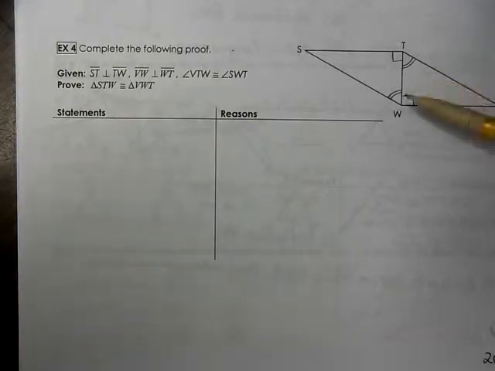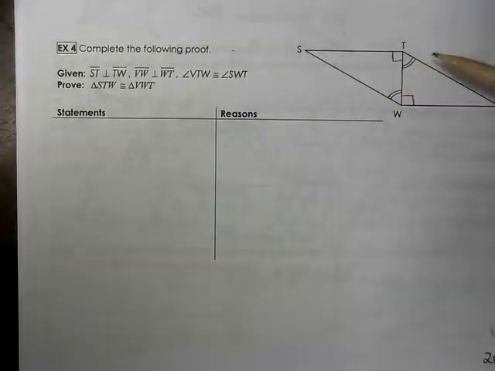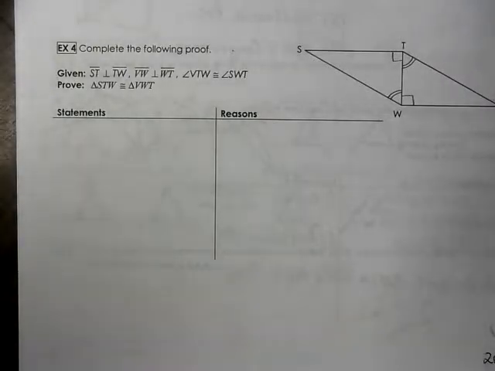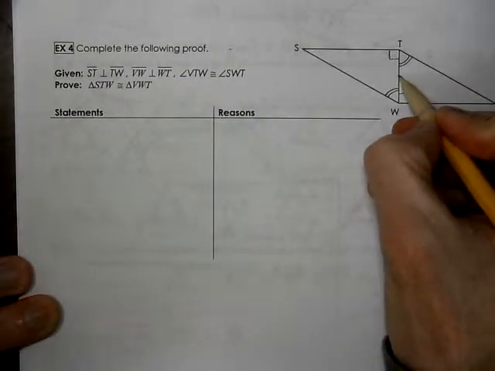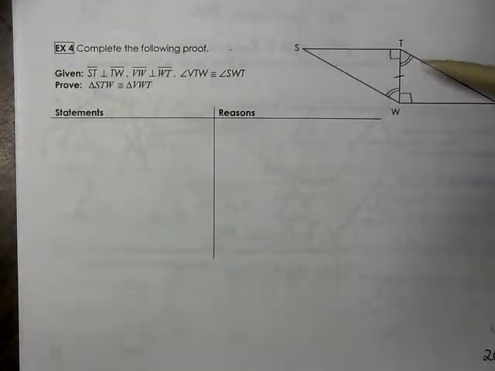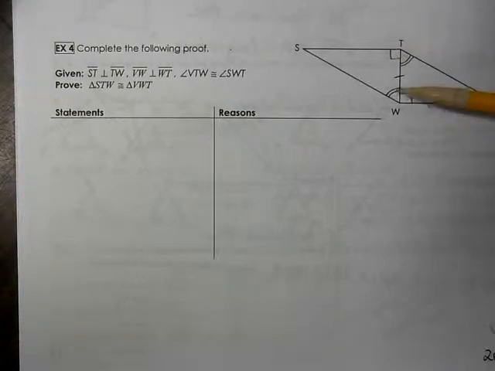So now I have 2 angles in each triangle congruent, because we always know right angles are congruent. I have the reflexive property also. That's the side that's shared. If you go from the right angle down to the 2 ticker, that's TW. If you go from the right angle to the 2 ticker, that's WT.